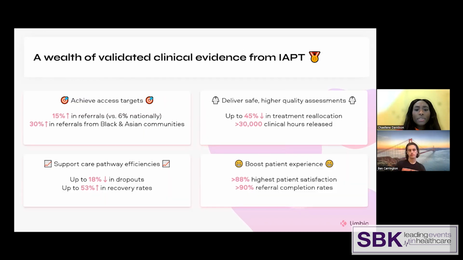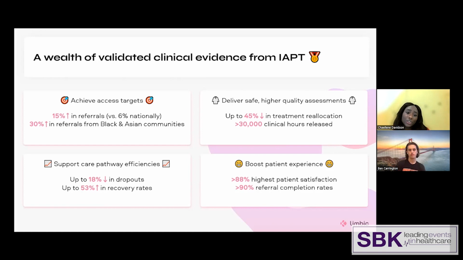So on top of these totals that we've just described, we're also the only digital chatbot with real world evidence over the last couple of years in IAPT. And we've broken these down into 4 main categories. So firstly, we've seen a really positive impact on access rates when comparing pre and post implementation referral volumes across multiple services. We've seen 15% improvement versus 6% nationally when comparing services using Limbic and services who haven't yet implemented Limbic. And we've also seen an increase in referrals from underrepresented groups.